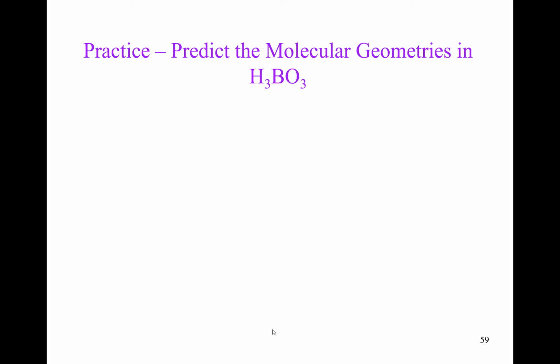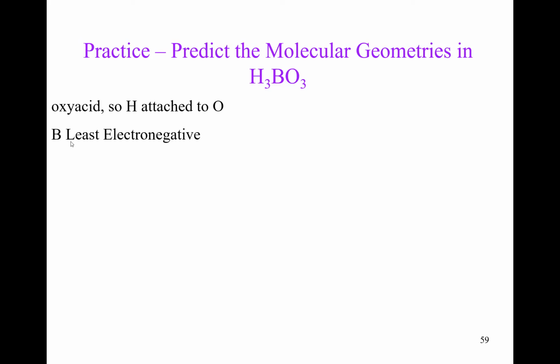So let's do a few problems. This is kind of one of the exceptions, right? Because there's boron in there. How do you know what the central atom is going to be? Well, hydrogen's never the central atom. It only forms one bond, right? And it's terminal. Oxygen isn't really ever the central atom either, unless it's water, which this is clearly not water.